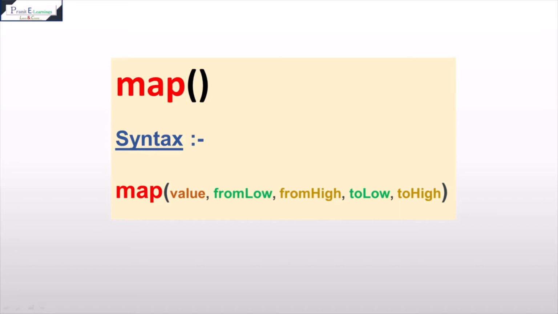Now the map function uses integers so that none of the numbers get converted into fraction form, and you can see the syntax: map. In the round bracket we have value, from low, from high, to low and to high. The value means the number you have to remap, that is the 5 volts which you have converted from the 50 volts DC, for example.